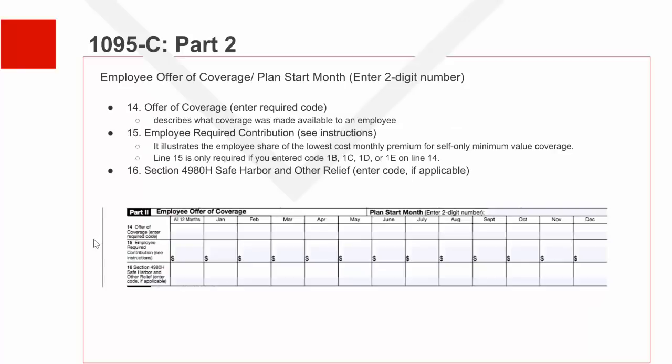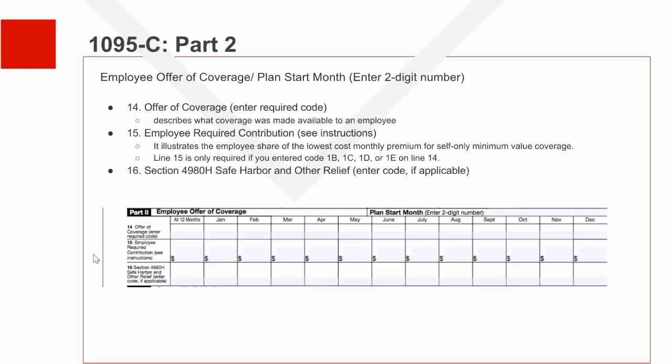Then we have part 2, which is lines 14 through 16, and this is definitely hands down the hardest portion of the forms to navigate, basically because the IRS has developed their own coding system. Line 14 describes the offer of coverage. A code is mandatory for this line no matter what the employee status is, as long as they're a full-time employee. It just describes the offer of coverage that was made to each employee. But don't worry, we're going to discuss a few of the most common codes in just a few slides. We'll come back to that.